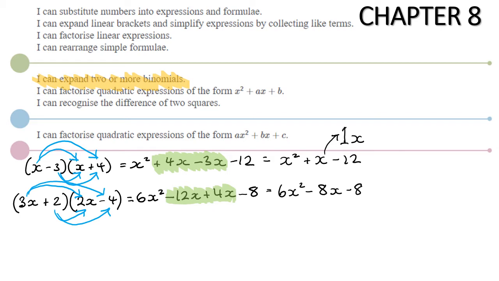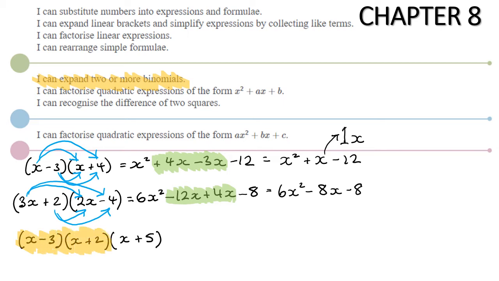And then it says 2 or more brackets, so we do need to be able to multiply 3 sets of brackets. So let's say I had something like x minus 3, x plus 2, x plus 5, and I need to multiply out those brackets. Now what we're going to do is start with just 2 of them. So we're going to multiply out these 2 first. So only do 2 at a time. I'm going to start with the first 2. Let's do that again.